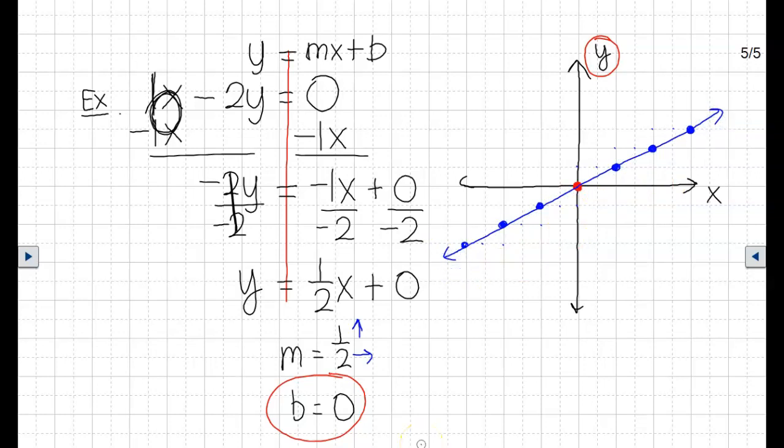So on all of these problems, first check to see if it is y equals mx plus b. If it is, that's great. We can move on. If not, we fix it. We get y by itself. Then you need to identify what your m and your b are. Begin the graph with b by putting it on the y-axis, and then rise over run with your slope.